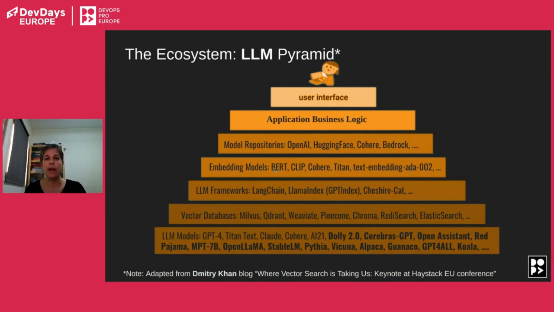And this is the ecosystem, or the LLM pyramid, for ChatGPT-like apps, if you want to bring those applications faster to production. So at the bottom, I put the LLM models. It could be GPT-4, AWS Titan Text, Claude that I mentioned there, Cohere, AI21 Labs. But in bold, I have all the open source ones. And I would always want to consider the open source ones because sometimes they are good enough, and they are getting better and better at an amazing speed.